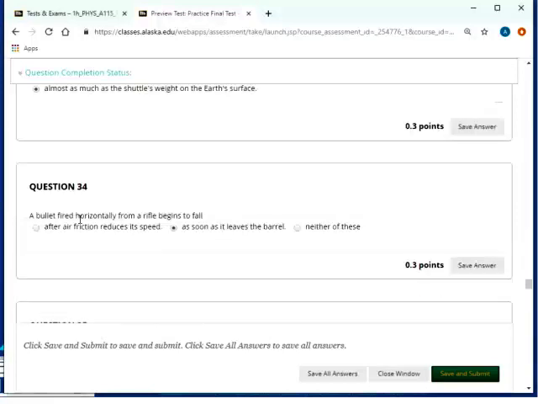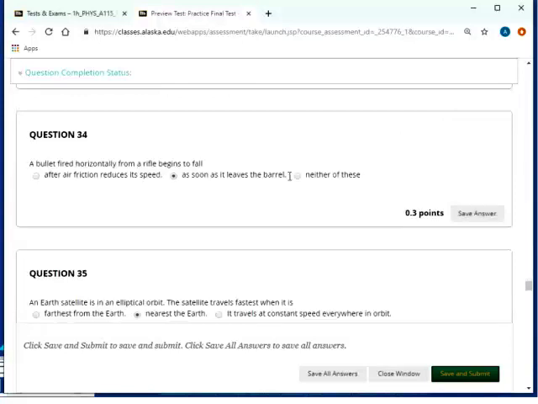A bullet fired horizontally from a rifle begins to fall as soon as it leaves the barrel. Gravity takes over. In fact, gravity would like to pull it down while it's still in the barrel, but the barrel is exerting a support force upward against gravity. So inside the barrel, it's going straight, but as soon as it leaves, it will actually start falling.